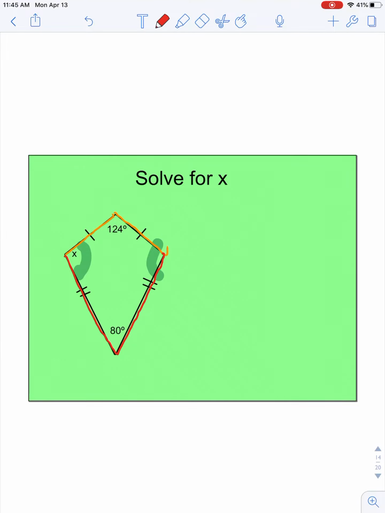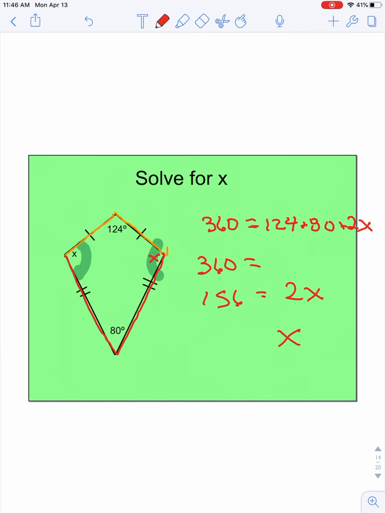Well, again, knowing that the quadrilateral has to have a sum of interior angles equal to 360, so I know 360 is equal to 124 plus 80 plus 2x, because this is x also. So then 360, if I subtract 124 and 80 from that, what I would get is 156 equals 2 times x, divide by 2, and each of those angles is 78 degrees.